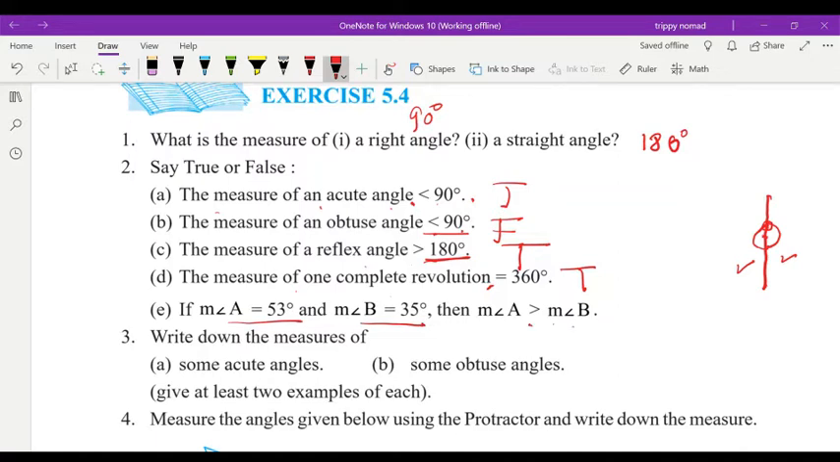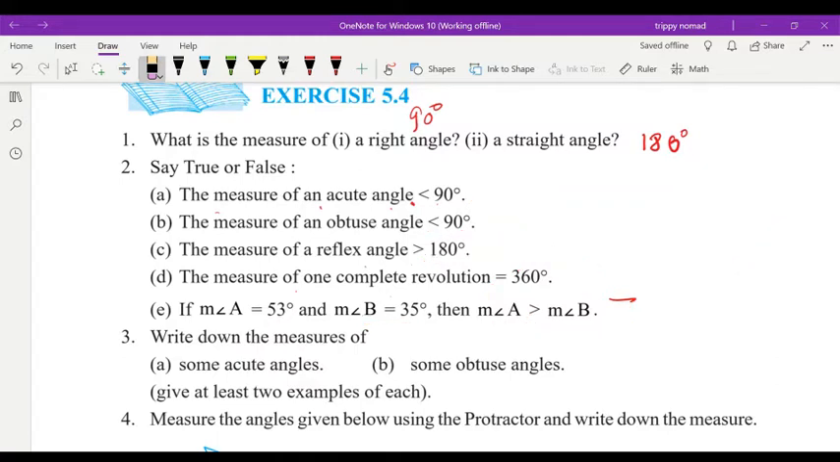Now part E: if the measure of angle A is 53 and B is 35, then the measure of angle A is greater than angle B. Obviously it's true. Suppose this is A and this is B, so the A side is showing the greater sign, that is, A is more than B. I hope you understood, everybody.